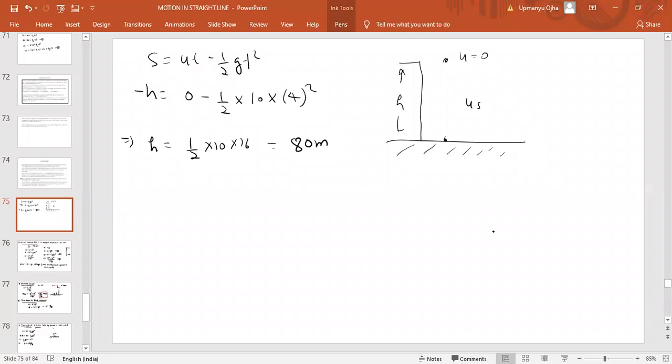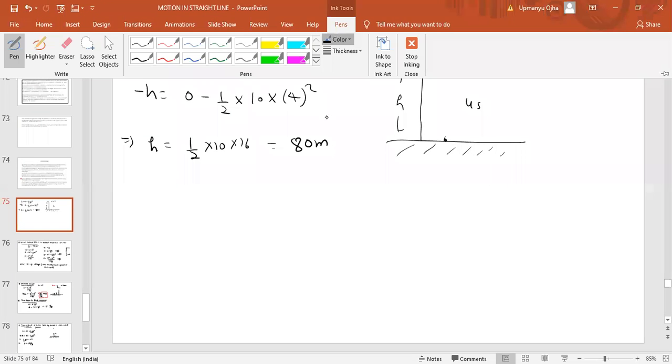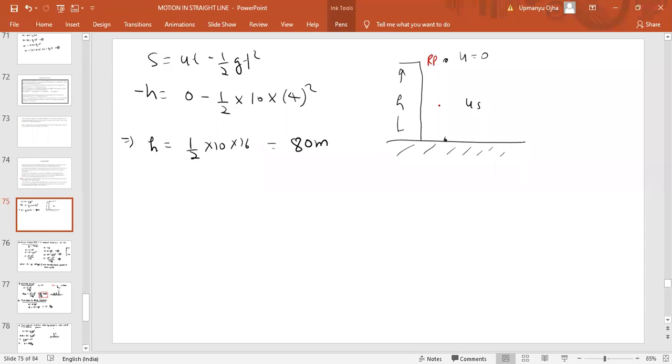Why is h negative? Because the point where we are throwing the object is taken as the reference point. Below is taken as negative, upward is taken as positive. So if h is below the reference point, s would be minus h. Okay, fine. So the answer is 80 meter.